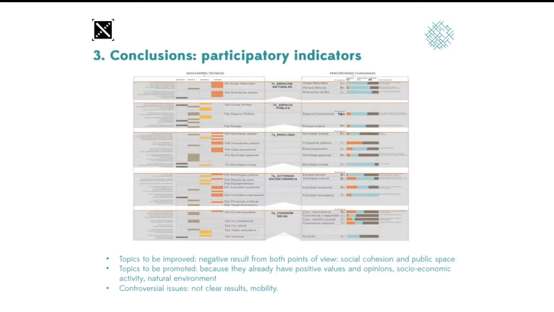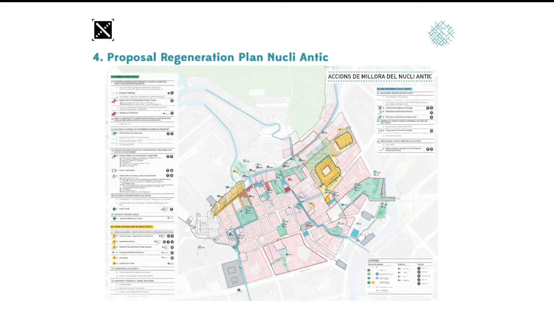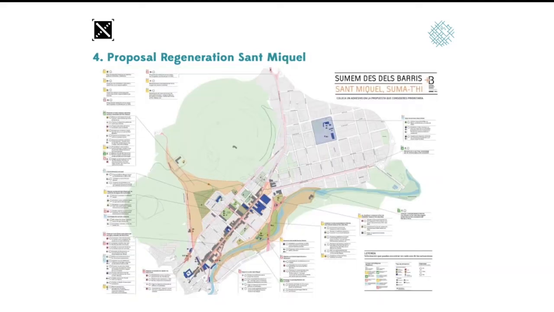And then, with all the information gathered from the participatory activities and the urban analysis we made with these indicators, we mix them, we do the diagnosis, and then we start with the planning, proposing the plan or the guidelines and lines of action, and also defining the projects. For example, this will be the proposal for the regeneration plan of the city center of Olot, and this one will be for the San Miquel neighborhood.